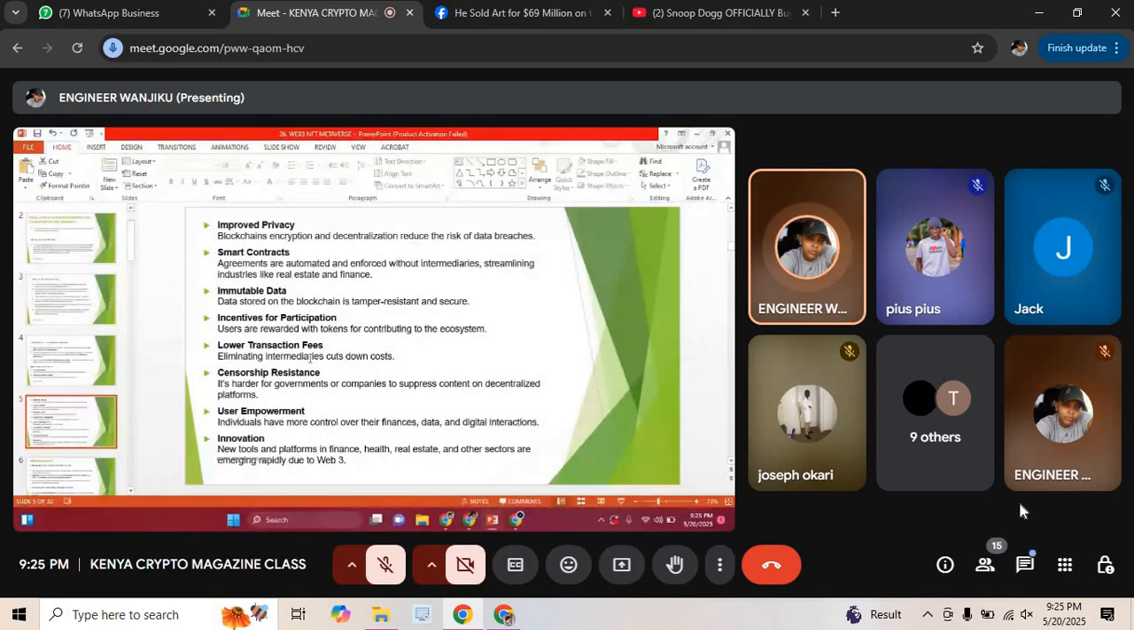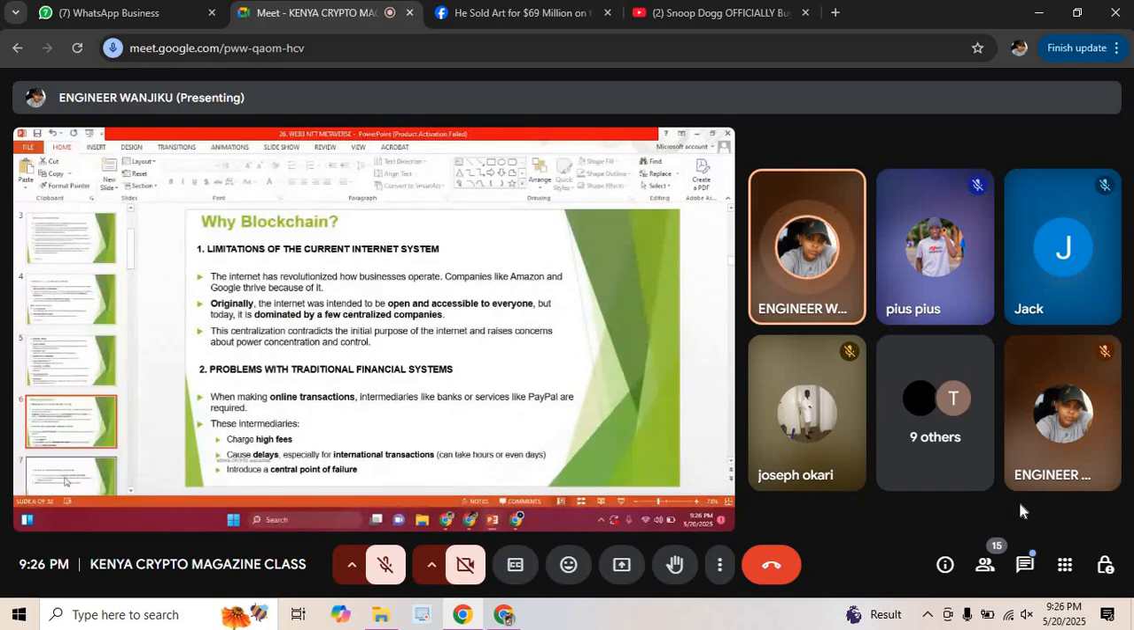It is tamper resistant. So the other point, user empowerment: individuals have control over their finances, their data, and their digital interactions. The last one, innovation: new tools and platforms in finance, healthcare, real estate, and other sectors are emerging rapidly due to Web3. And we shall look at that when we're looking at the use cases or the application of Web3 in real world assets, in real world applications.